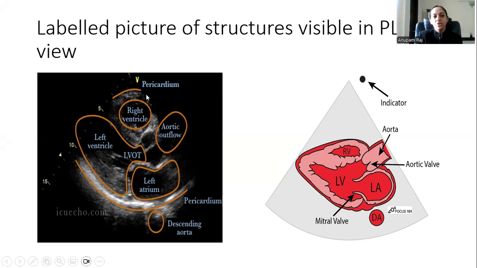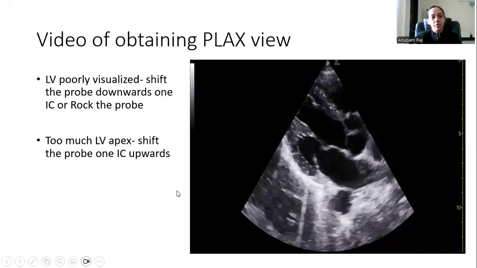So just under the probe is your right ventricle. Left ventricle is on the right side, and then LVOT and aortic outflow. And left atrium is present at the bottom of the screen. This is the pericardium, the white, shiny, shimmery structure. And below that, we'll be able to see the descending aorta. Now, a fluid collection below or above this line will help us identify whether it's pleural effusion or pericardial effusion.